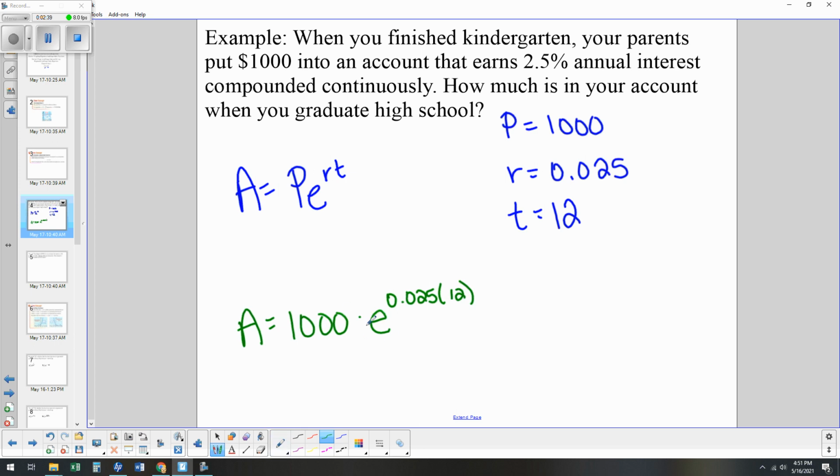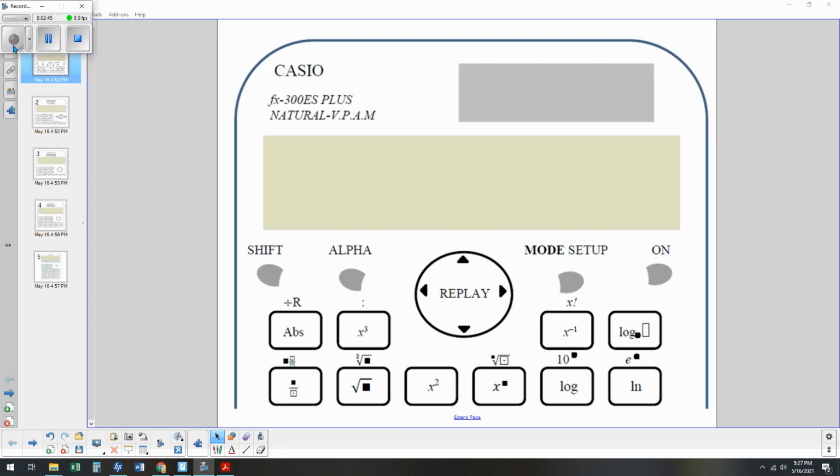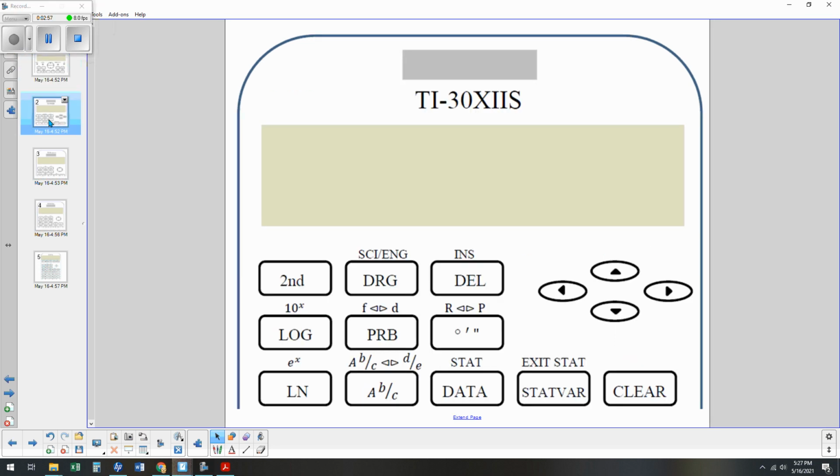So on our calculators, we're going to have to find the letter that actually says E. Let's look at where that might be. If you have a Casio calculator, we have a button near the top right here that says E to the box. So that's what we would use to do E to any power. If you have the TI-30X2S, right here on the LN button, above that we see E to the X. So that's where it would be on that one.